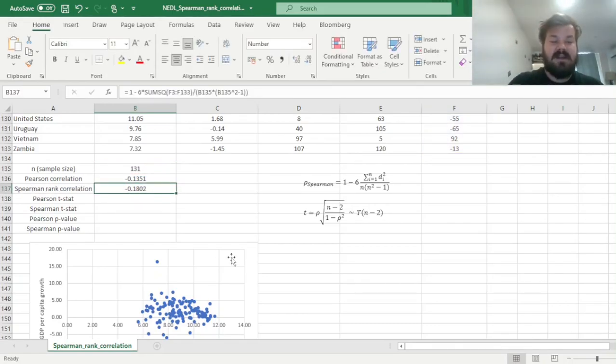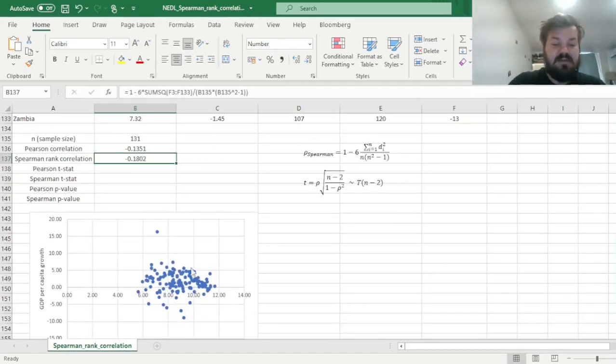And we can see that the Spearman rank correlation, computed using this formula over here that we have just translated into the language of Excel, is quite higher in magnitude than the Pearson correlation coefficient, as it mitigates the impact of outliers and non-normality, and is equal to minus 0.18, which is quite a bit higher.